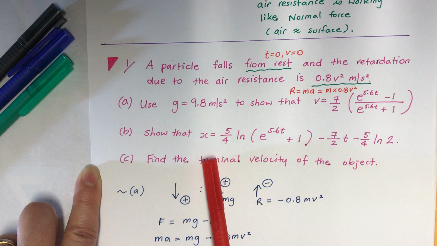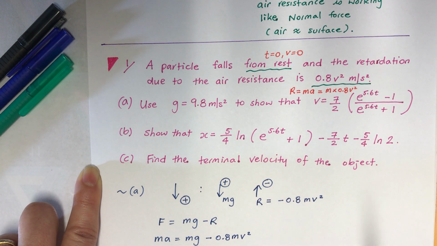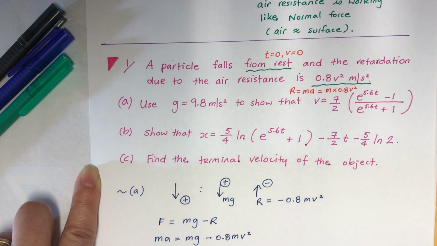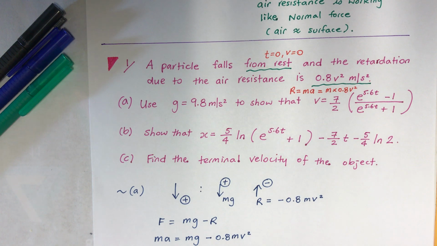And find the terminal velocity of the object. Now, when you say terminal velocity, you need to think about 2 ways, because the velocity is constant. So either time is increasing and goes to infinity, or acceleration is 0. So you've got 2 ways of doing something like that.